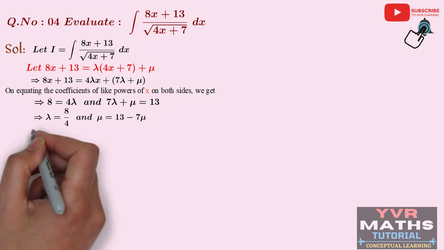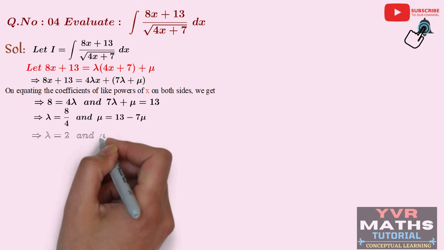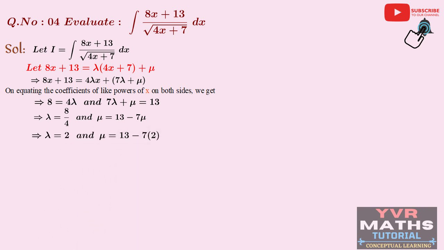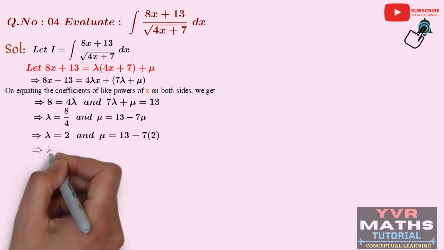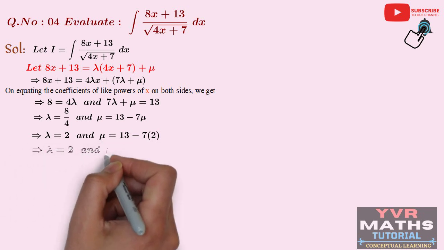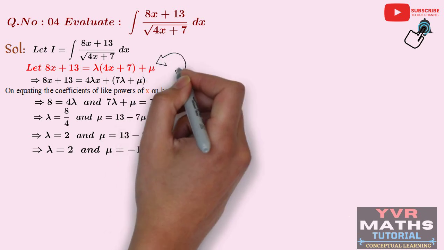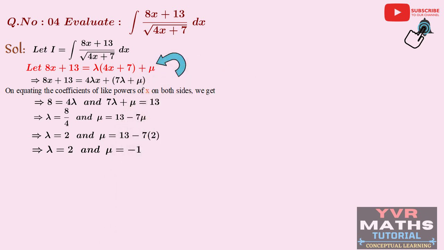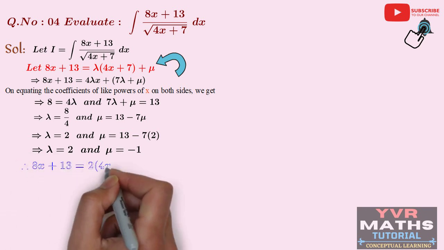That means lambda = 2. Substituting this lambda value in the second equation, mu = 13 minus 7 into 2. If we simplify, lambda = 2 and mu = minus 1. So finally we got the lambda and mu values, and we completed the second step. If we substitute these lambda and mu values in the equation, what do we get? 8x + 13 = 2 times (4x + 7) minus 1.